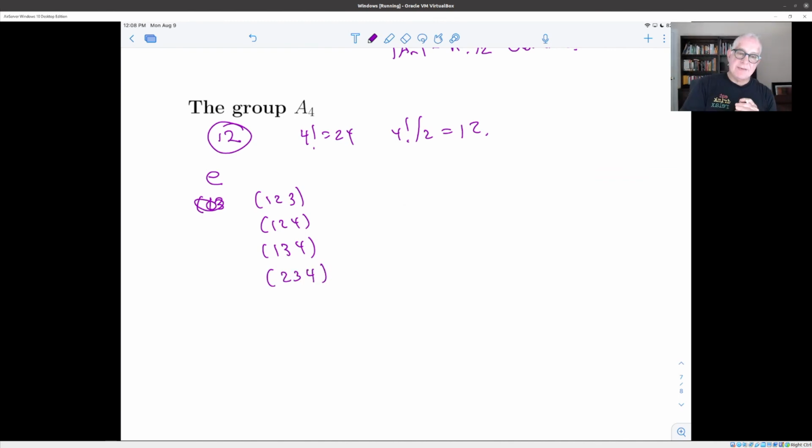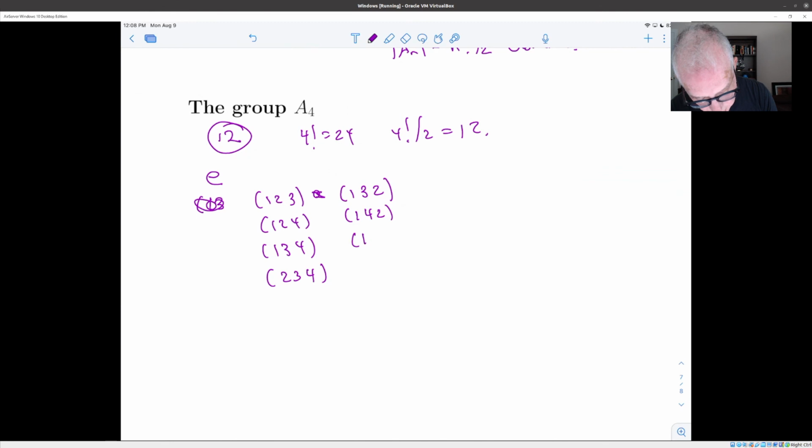Basically, to make a 3 cycle, you have to pick 3 elements from your set of 4, which means you have to leave 1 element out. So there are 4 possibilities, but each of these gives you a pair of 3 cycles, because you can put them in different orders. So that's 1, 2, 3, 4, 5, 6, 7, 8, 9. We have 9 elements, and so we're missing 3.